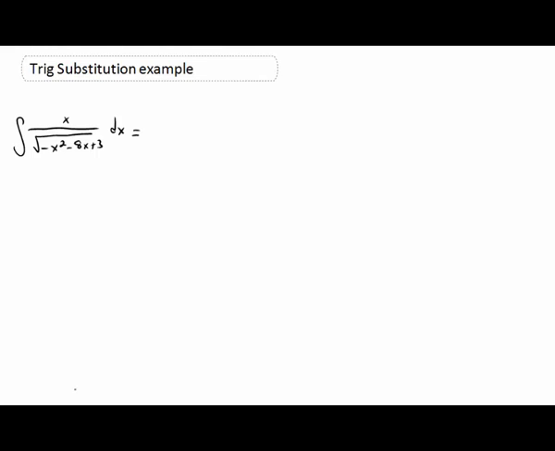So here's the integral I have right in front of me. It's the integral of x over the square root of negative x squared minus 8x plus 3. We're integrating that function. So the first thing I'm going to do is a little algebraic simplification to get into the correct form that I want. First, I'm going to pull out a negative sign in that expression.